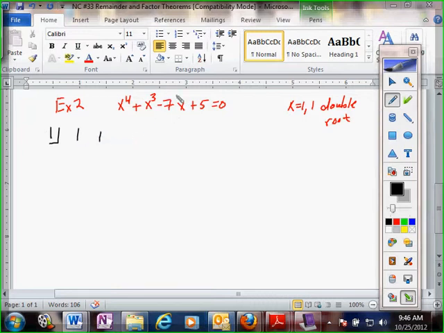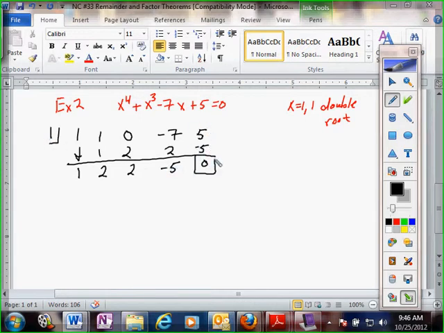I'm missing an x squared term, so I must put a 0 in its place. And then begin my synthetic division. 1 times 1 is 1. 1 plus 1 is 2. 1 times 2 is 2. 0 plus 2 is 2. 1 times 2 is 2. Negative 5 plus 2 is negative 3. 1 times negative 3 is negative 3. Combine those, I get 0. That verifies that 1 is a root here.